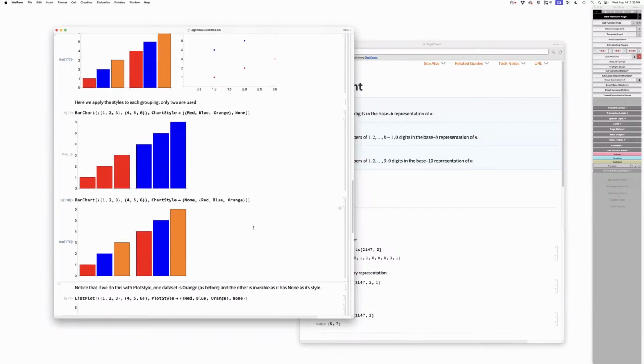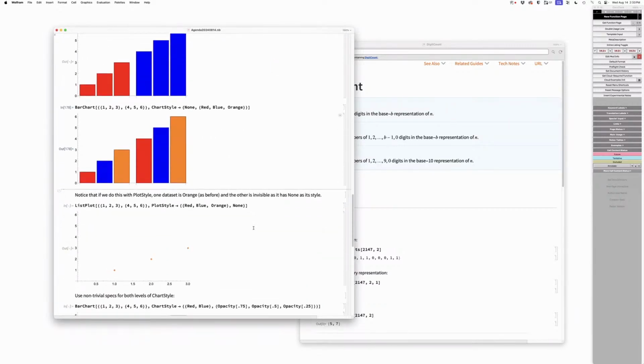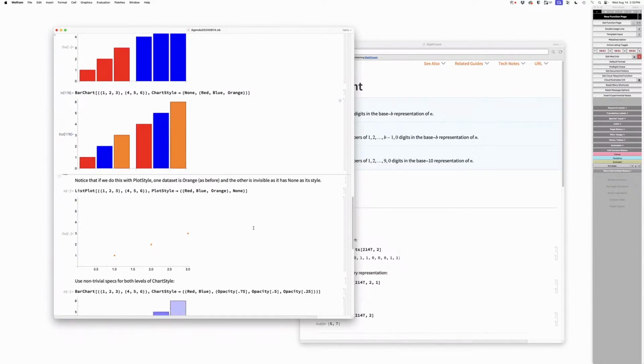It's been a bit since I've seen Itai's notebook, but there are examples of using stuff at both levels.